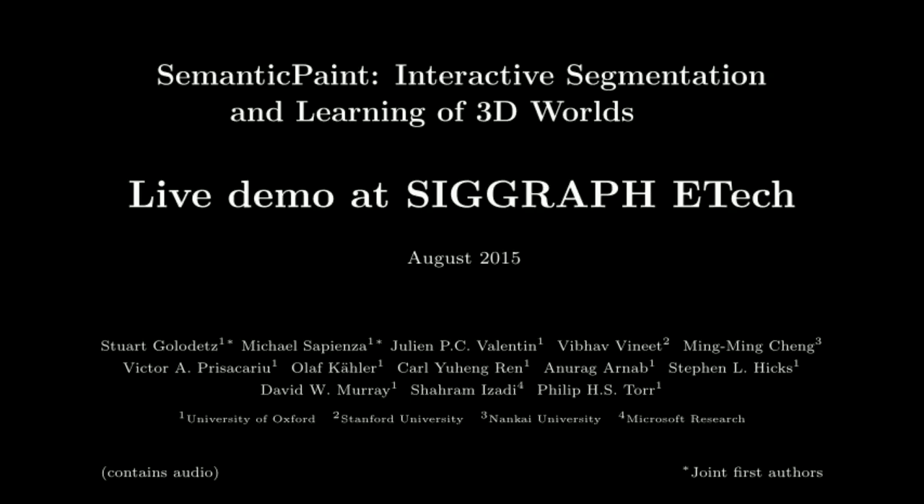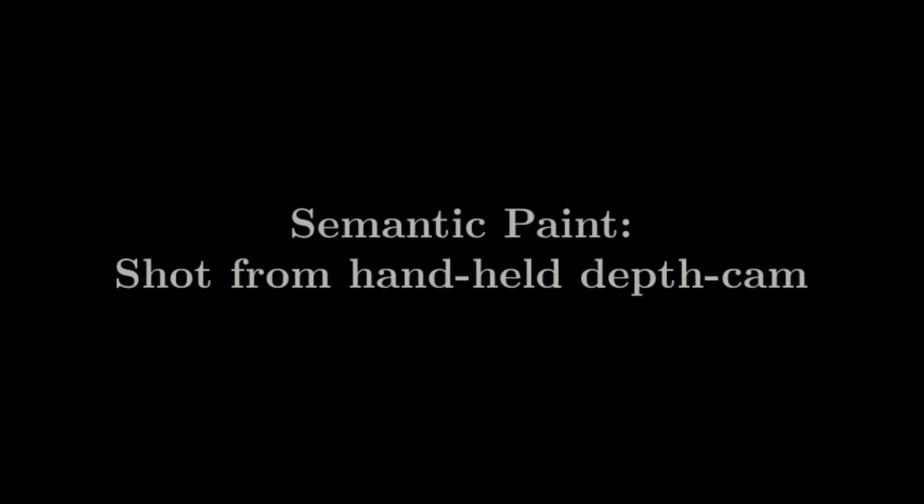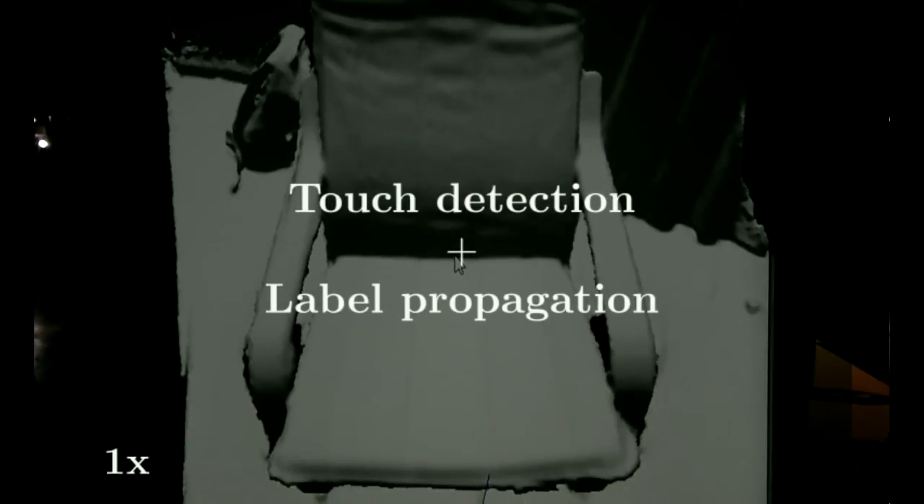In this video, we show the live demonstration of SemanticPaint exhibited at SIGGRAPH Emerging Technologies. The first clip was shot from a handheld depth camera. First, we reconstruct the world in 3D and start to interactively label objects such as this chair using touch detection and label propagation.